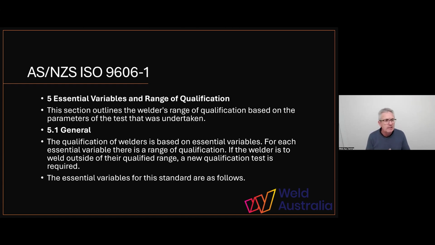All the detail is there now, basically in section 5. So this outlines the range of qualification based on the parameters of the test that was undertaken. By looking at that designation at the top of the document, that's what sets this all up, because that is what's taken place. That is true to as it's written, and then we just have to follow it. There's an appendix at the back of this standard that shows you the document.